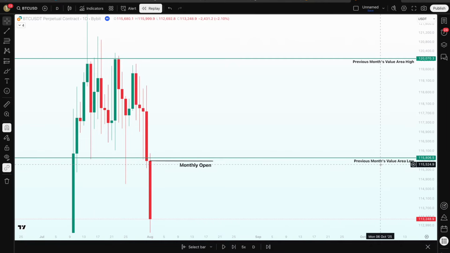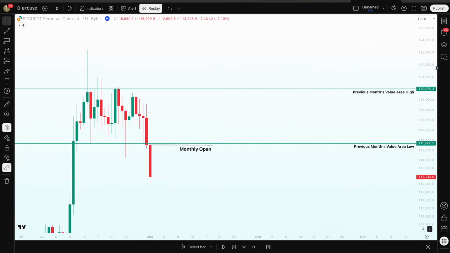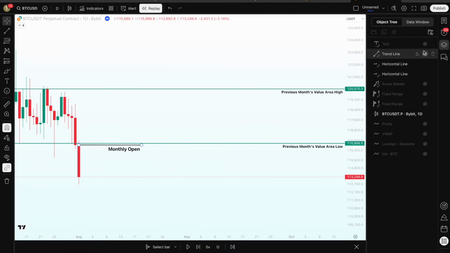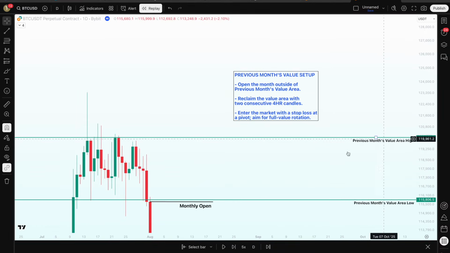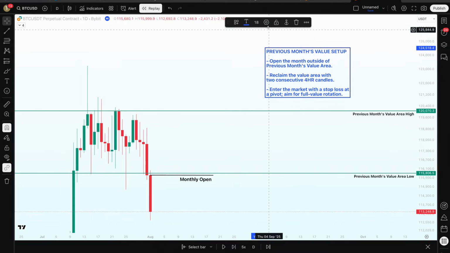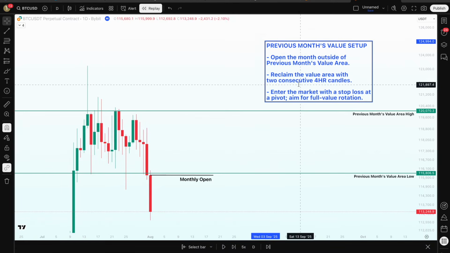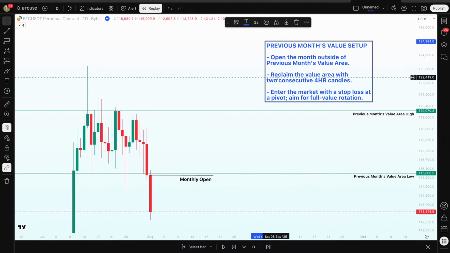So at this point, is there a setup? No, because we are still below the previous month's value area. What are we looking for right now? What was the second thing that we should look out for? The first one is checked off, right? We have opened the month outside of the previous month's value area. Now that is checked off. The second one: reclaim the value area with 2 consecutive 4-hour candles.